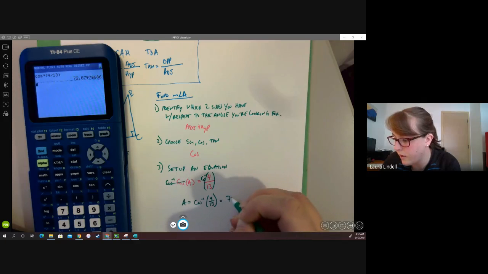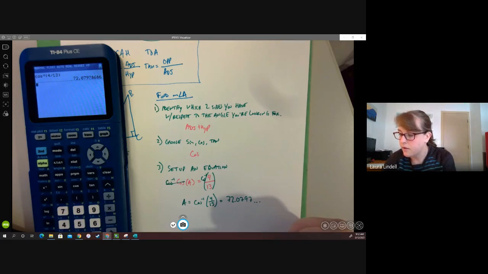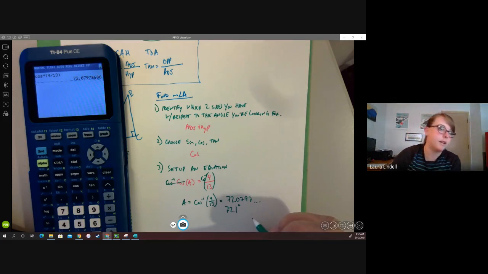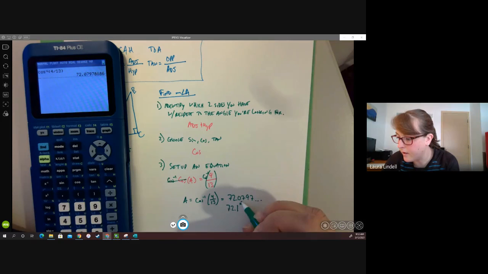And that's equal to 72.0797, bunch of stuff. So we'll round this to 72.1 degrees, since that's what IXL tends to want, is rounding to the nearest tenth. And that is angle A.